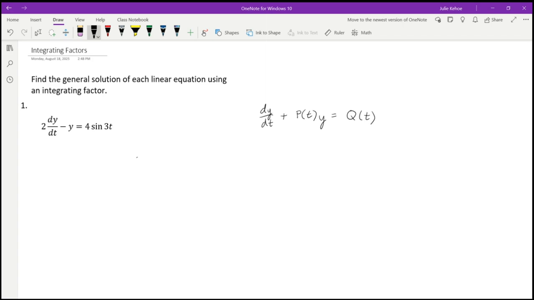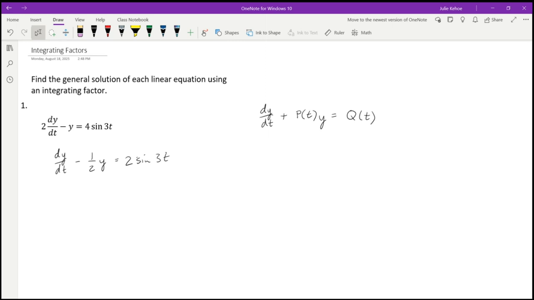Now, looking at the differential equation we have here, we have 2 times dy/dt minus y equals 4 sine of 3t. Now, it's almost in that standard form. The only issue we have is there is a 2 multiplying the derivative. So if I can get rid of that, then it'll be in standard form and I can identify p of t. So to do that, I'm going to divide everything in the equation by 2. And I get dy/dt minus 1/2 times y equals, and 4 divided by 2 would give me 2 sine of 3t. And now it's in standard form.